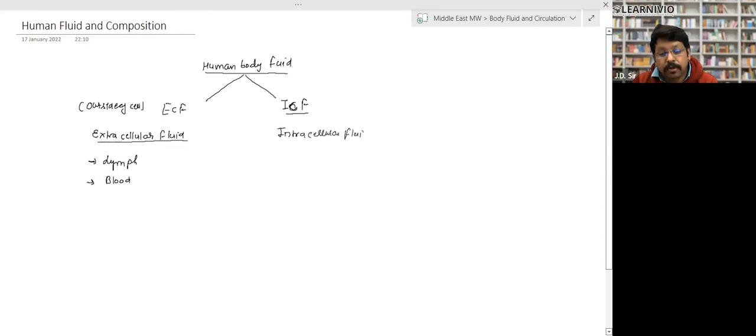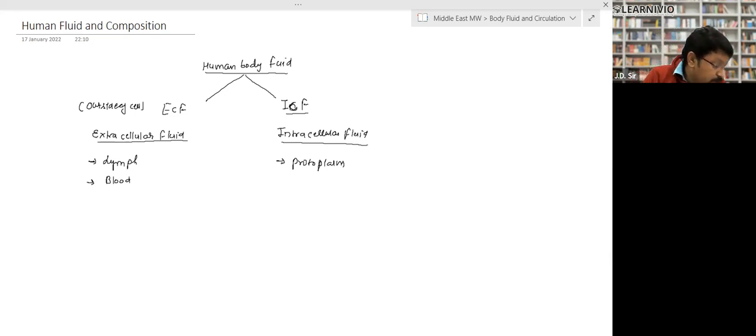In intracellular fluid, there is just protoplasm, or cell sap. So that is the ECF and ICF. Now we are going to study the ECF. In ECF, we will study lymph and blood: the difference between them and their composition. We'll discuss everything in detail. Then we will discuss how these fluids circulate in our body and how they deliver substances, and what kind of substances they deliver.